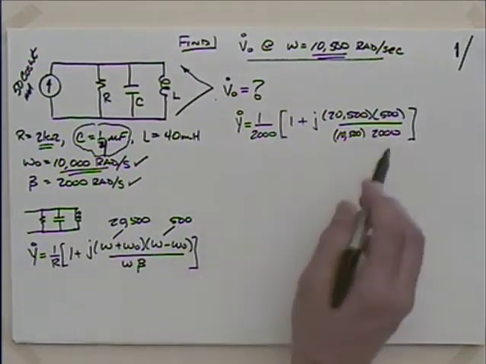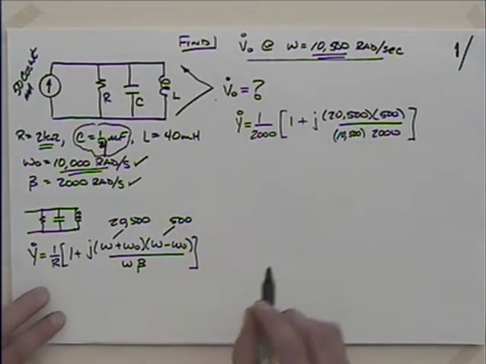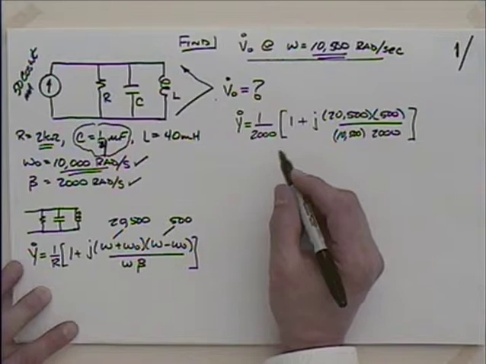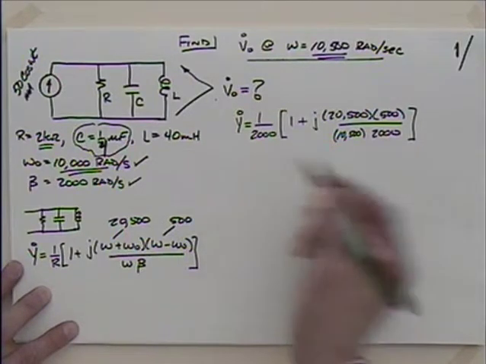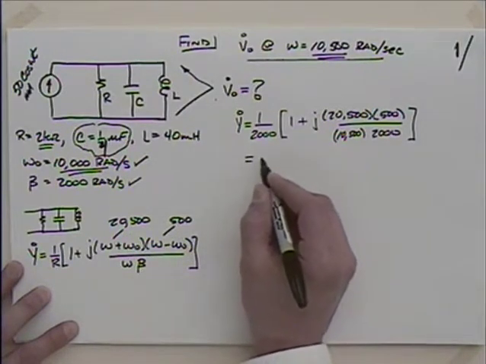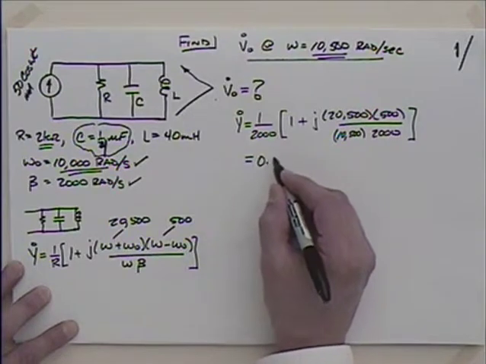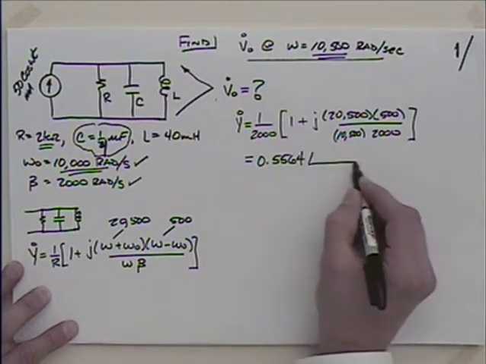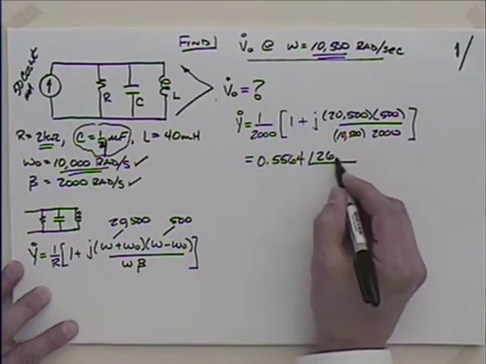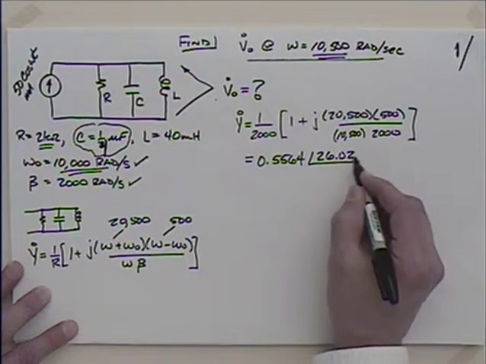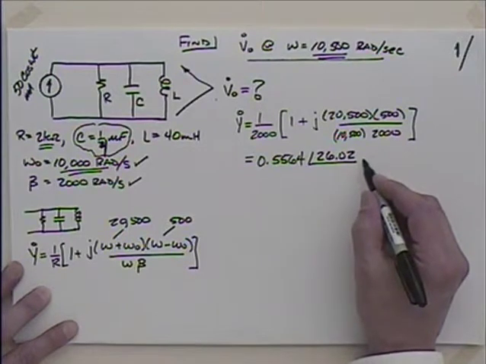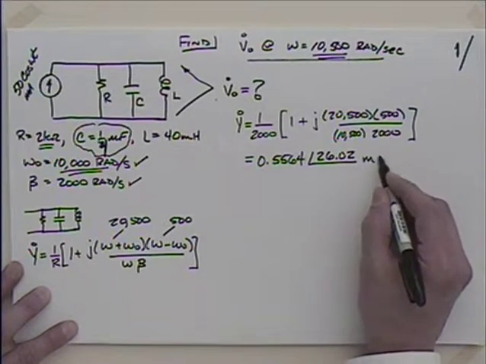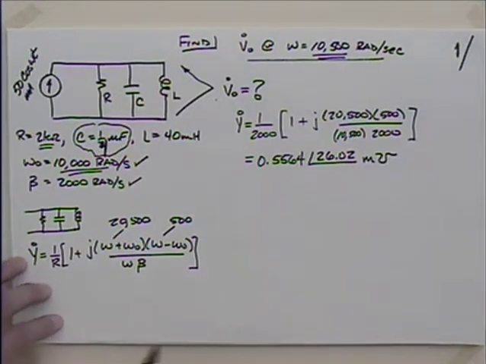So we just have a constant times a complex number. And when you go through that, this turns out to be equal to 0.5564 at an angle of 26.02, and that would be in Siemens, the inverse of ohms.